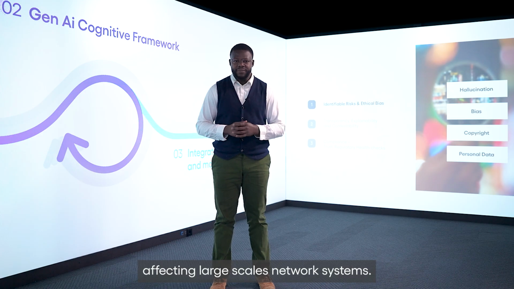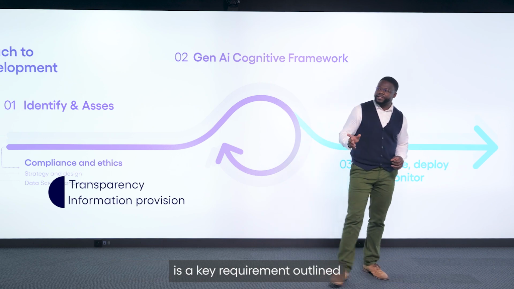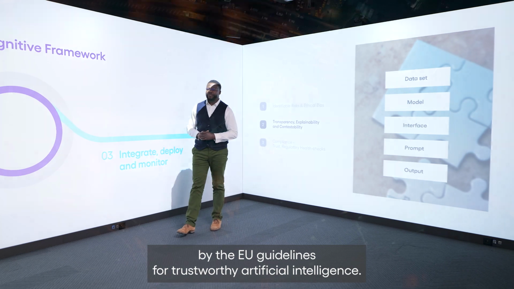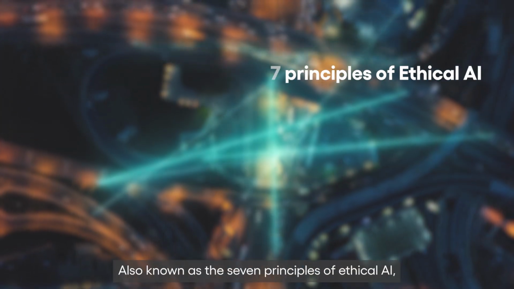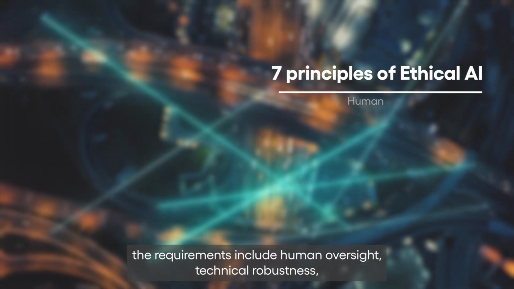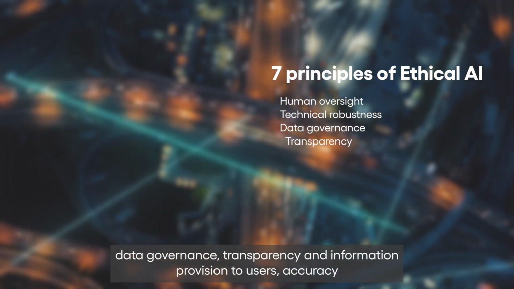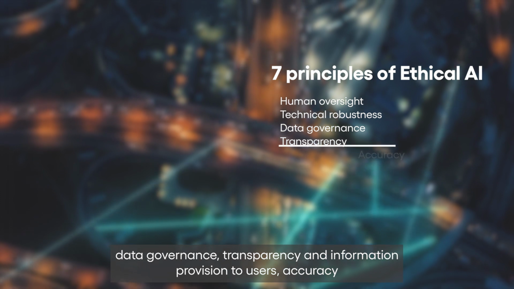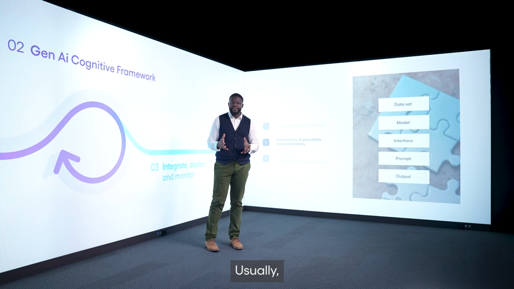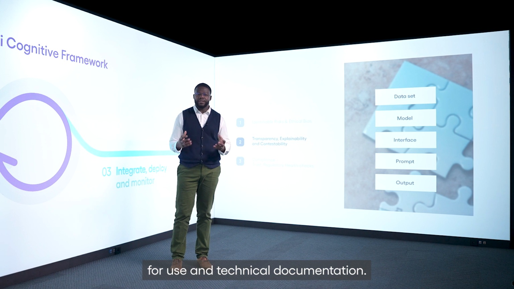Transparency and information provision to users is a key requirement outlined by the EU Guidelines for Trustworthy Artificial Intelligence. Also known as the 7 Principles of Ethical AI, the requirements include human oversight, technical robustness, data governance, transparency and information provision to users, accuracy, and cybersecurity, as well as record keeping. Usually, these come in the form of instructions for use and technical documentation.